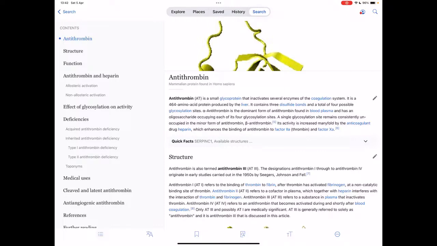Antithrombin is a small glycoprotein that inactivates several enzymes in the coagulation system. Exactly. Antithrombin is a small glycoprotein that plays a crucial role in regulating coagulation by inactivating several enzymes. The designations antithrombin 1 through to antithrombin 4 originate in early studies carried out in the 1950s by Seegers, Johnson, and Fell.